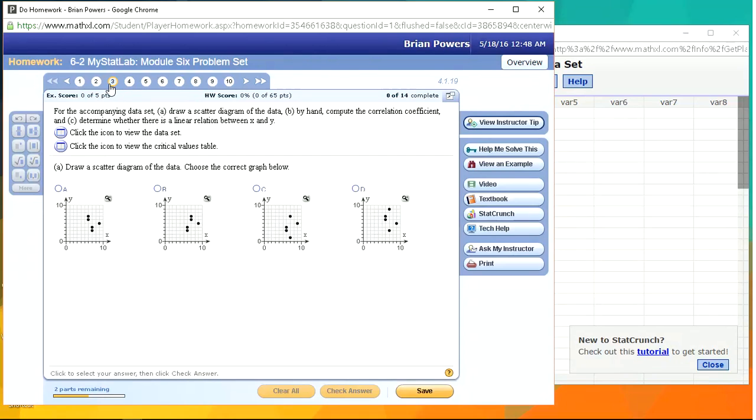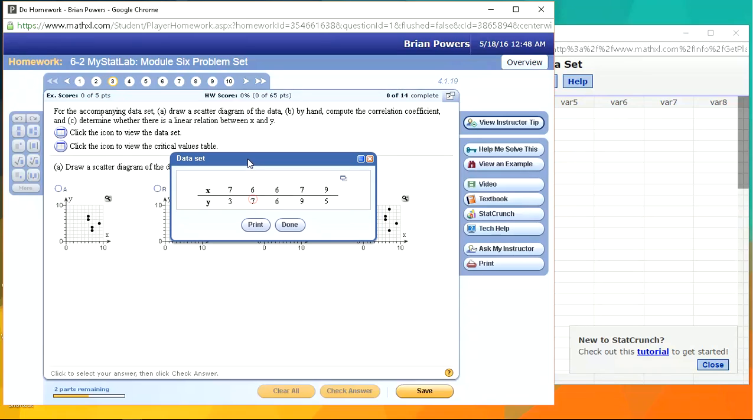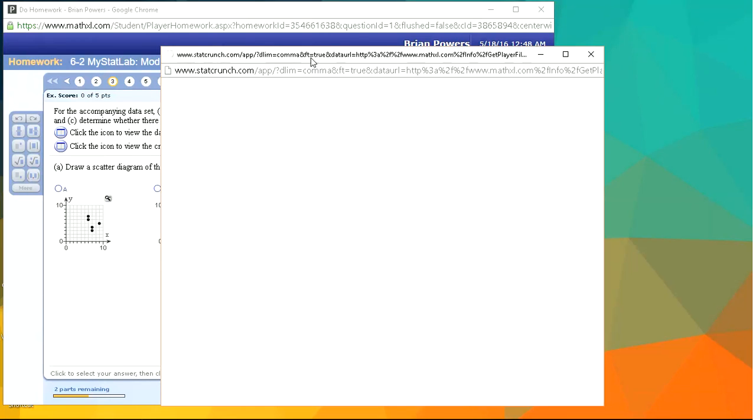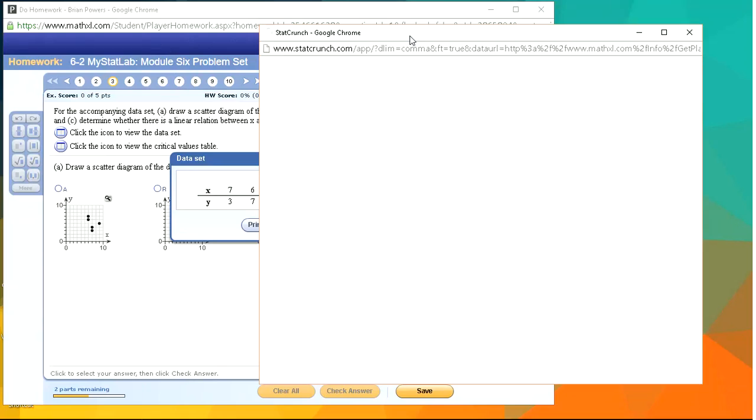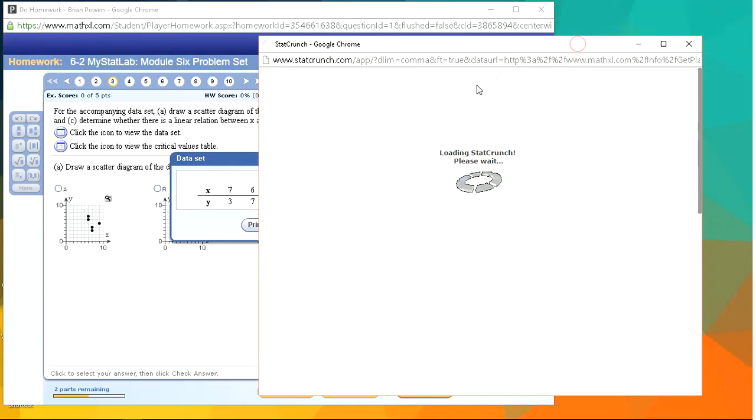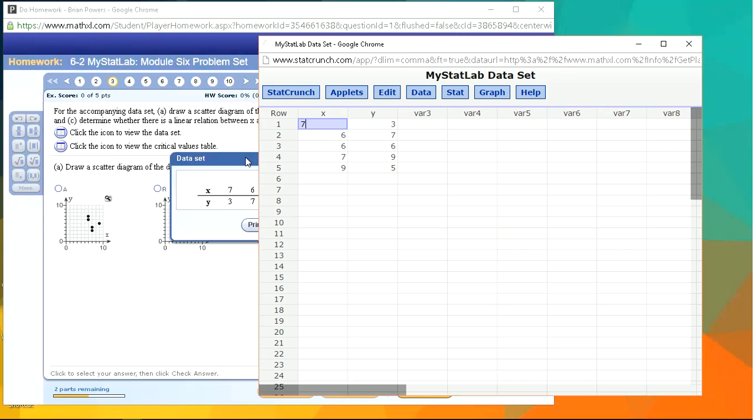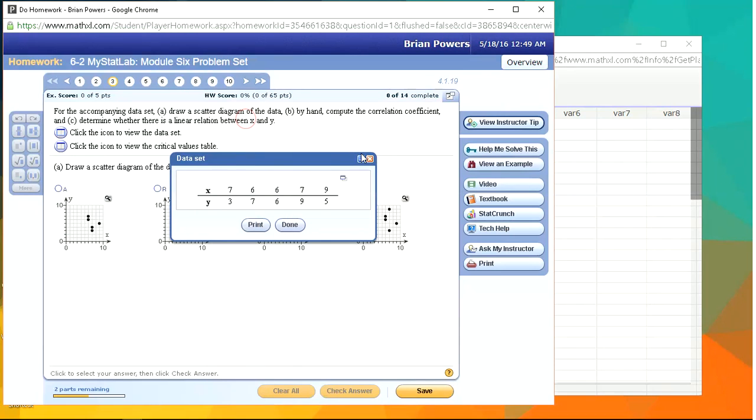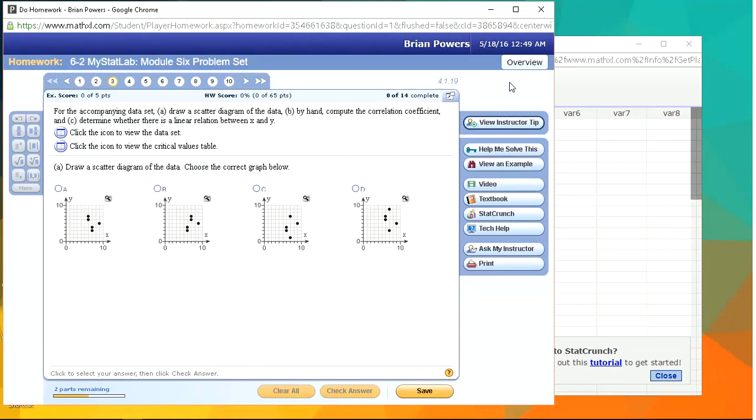So we're looking now at problem number 3, and it gives you a data set. Click on this to look at the data set. It's a relatively small data set, but remember, this icon always allows us to copy it into StatCrunch. So I'm going to show you how we can do all of the tasks here. The first thing we're asked to do is to draw a scatter diagram of the data.